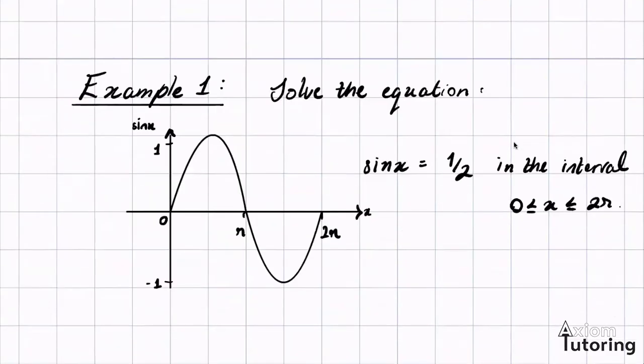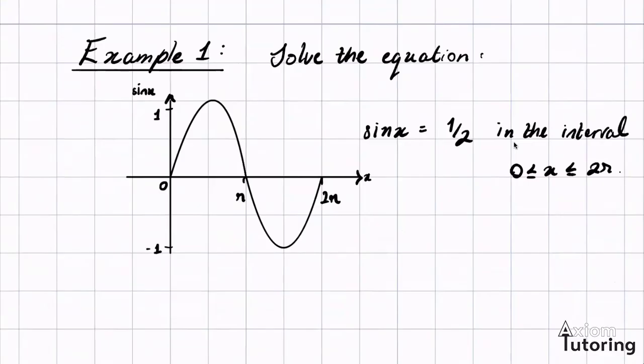So starting with our first example here, we want to solve the equation sine x equals a half in the interval of 0 to 2 pi. This is quite a basic example. So what we're going to do first is apply inverse of sine to both sides. So that means that we want x equal to sine inverse of a half. From our exact trig values, we recall that that is equal to pi over 6. So our first solution is pi over 6.